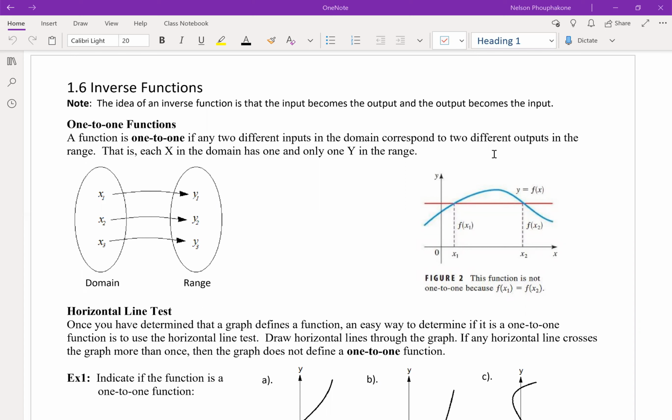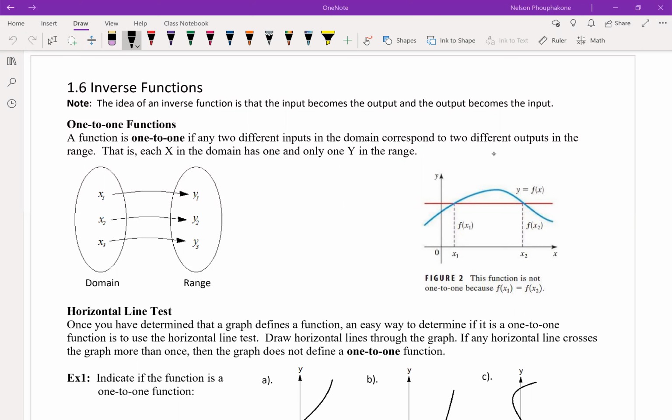A function is one-to-one if any two different inputs in the domain correspond to different outputs in the range. That's it. Each x in the domain has one and only one y in the range. For example, if you have x1 corresponding to y1, x2 corresponding to y2, and x3 corresponding to y3. On the other hand, y1 corresponds to x1, y2 corresponds to x2, and y3 corresponds to x3. So this is the idea about one-to-one functions.